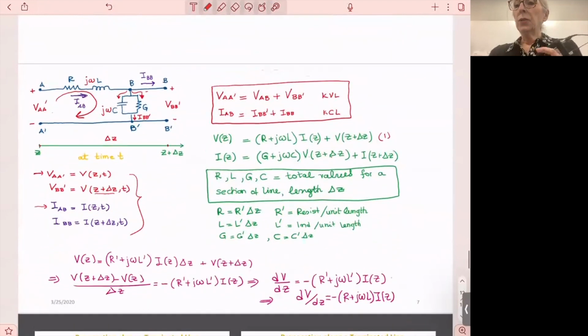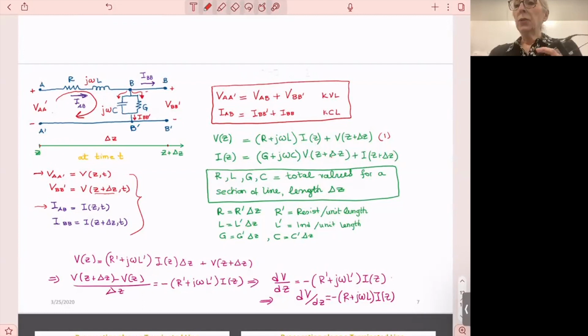So if we have, as we saw last time, the equivalent circuit, and we turn it into phasor form, R is the resistance per unit length, so R times delta Z is going to be the total resistance for this section. J omega L is the phasor impedance, with a J in front. This also has the units of ohm. And for this length, which is delta Z, you have to multiply J omega L with delta Z.